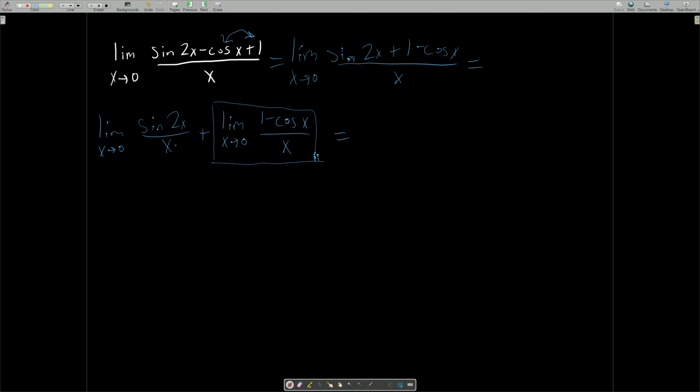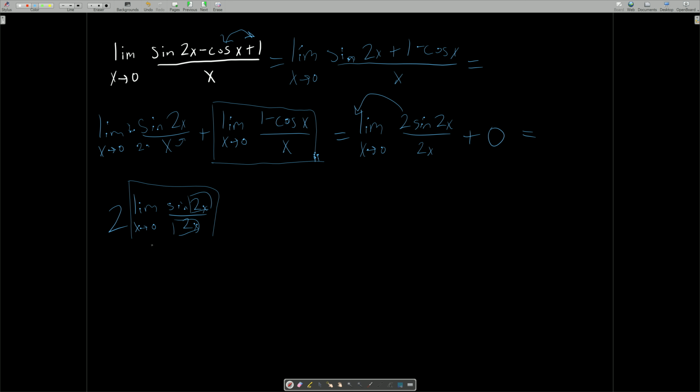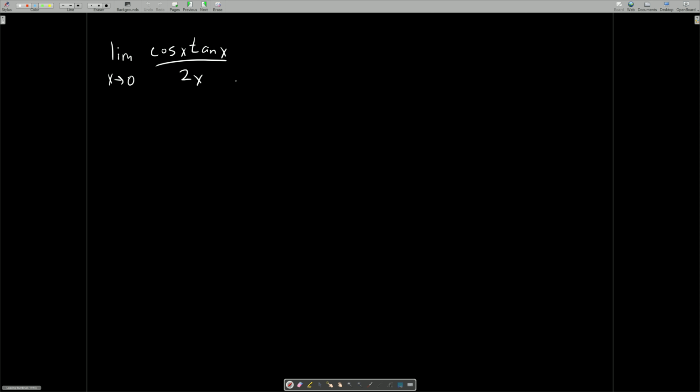Let's make this x turn into 2x. Multiply both sides by 2. You get the limit as x approaches 0 of 2 sine 2x over 2x, plus 0. So 0 is this, so plus 0. Move this 2 on the outside. You get 2 times the limit as x approaches 0 of sine 2x over 2x. These are the same now, so you can replace this limit with 1. That's 2 times 1. The answer is 2.